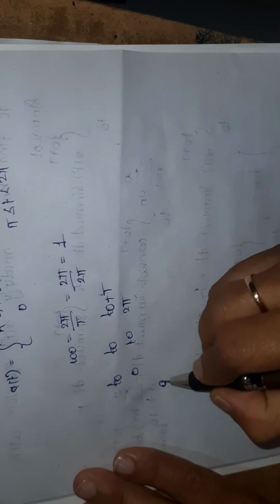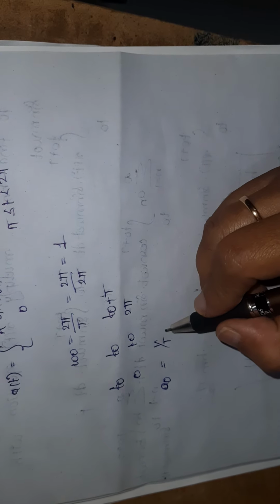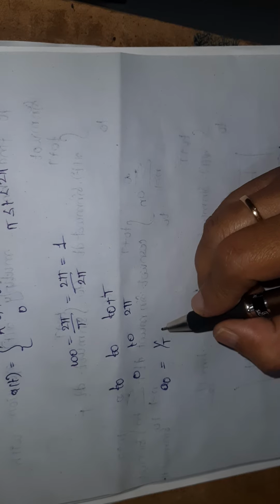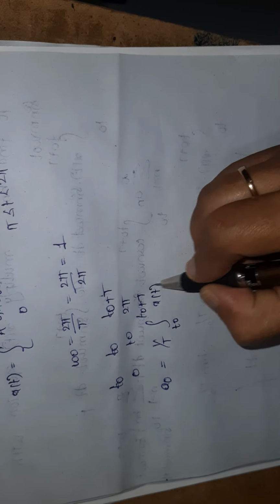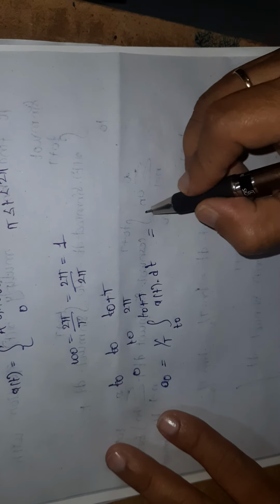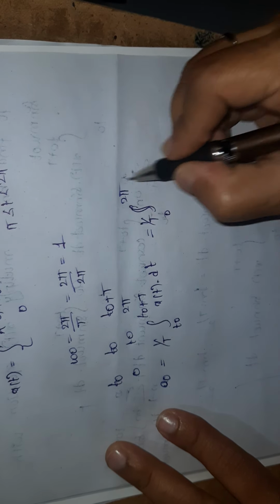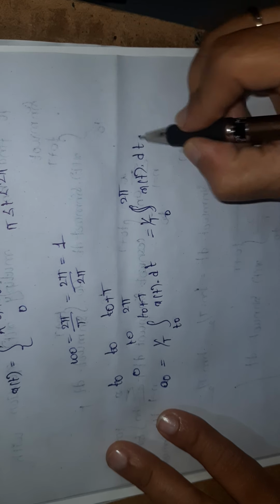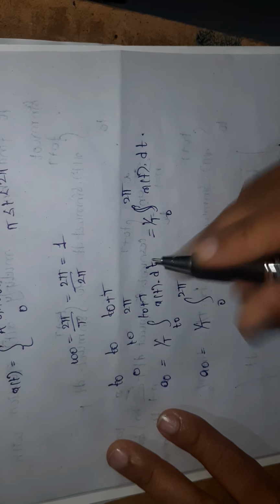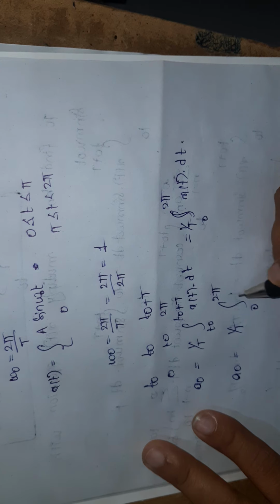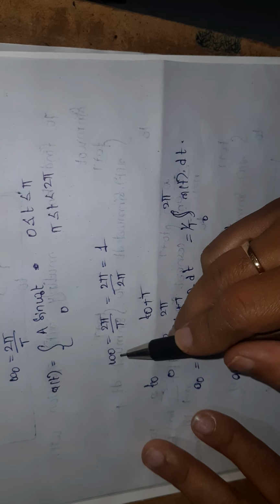So what is the formula for a naught? a naught is equal to 1 by T integration t naught to t naught plus T of x of t dt. What is t naught? 0. And t naught plus T is 2 pi. So a naught is equal to 1 by T integration 0 to 2 pi. What is x of t? It is a sin omega naught t into dt. And what is the omega naught value? It is 1.